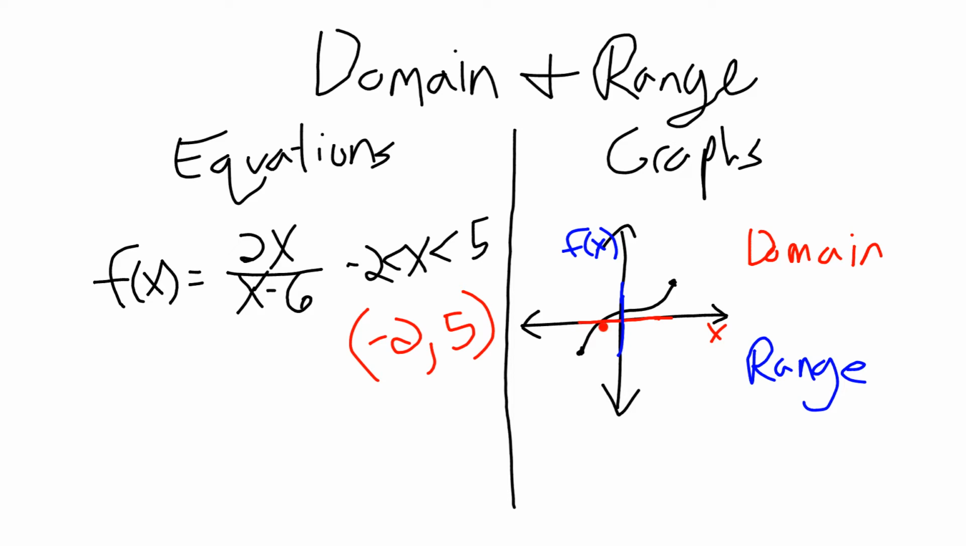Domain goes along the x-axis, and range is all the possible numbers that would go along the f of x or y-axis.